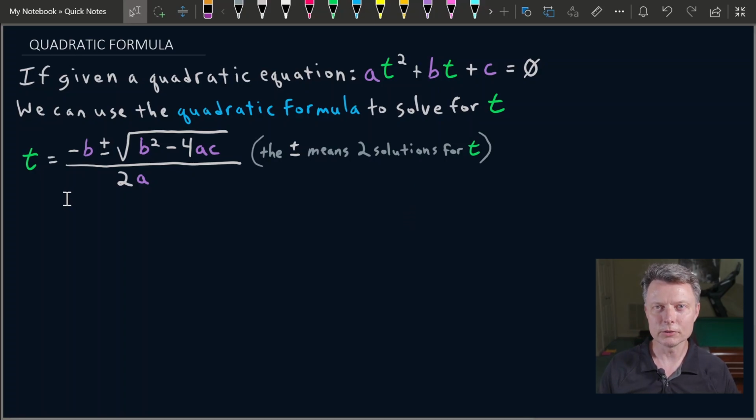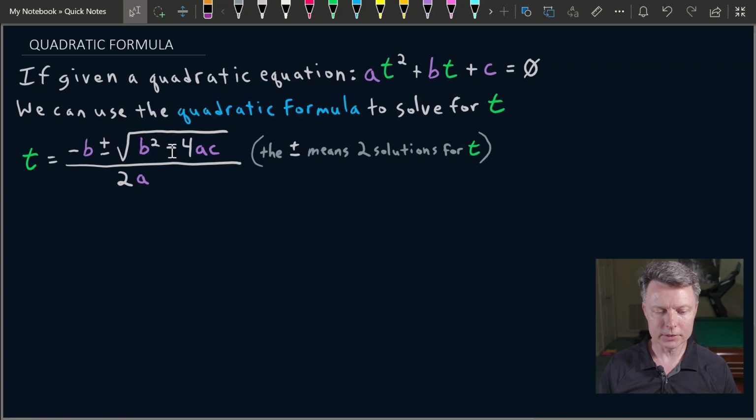And just in case you don't remember how the quadratic formula is defined, I've written it out here. It says that t, which we are looking for, is equal to negative b plus or minus the square root of b squared minus 4ac, and then all of that is divided by 2a. And most equations that you'll see don't have this plus and minus stacked on top of each other like this, but what that means is that you could either add this part here or you could subtract this part.